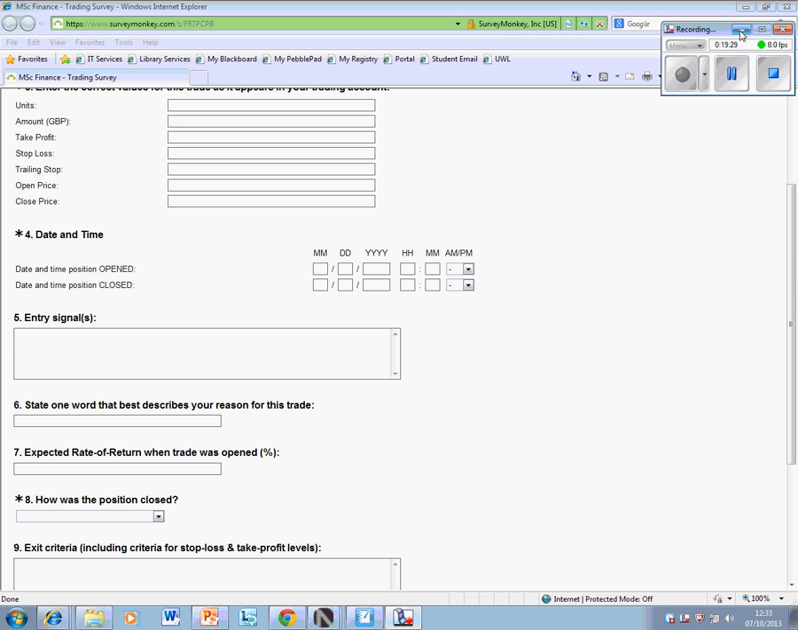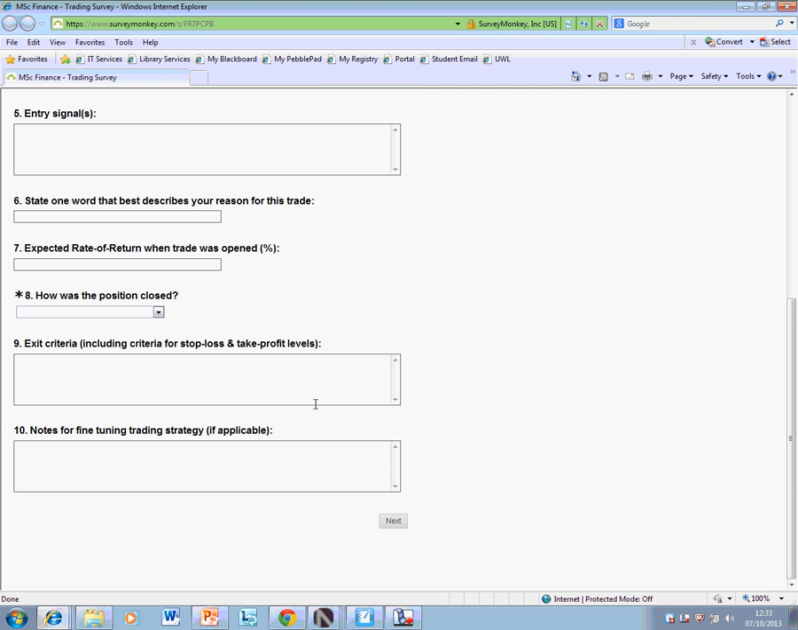Now, how did you close the position? Did your stop loss or your take profit activate automatically? Did you close it manually? Or did you put an auto close, a limit close?